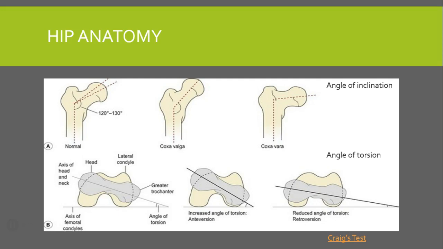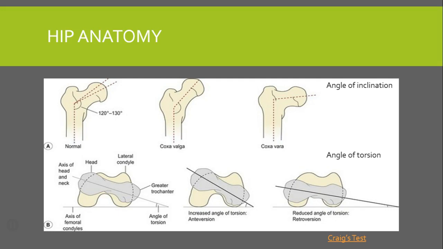Another anatomical consideration I will discuss briefly are the angle of inclination and angle of torsion. This is the angle of the femoral neck relative to the shaft in the frontal plane. The angle of inclination is impossible to determine without an X-ray. Normal angle of inclination is approximately 125 degrees. A greater angle than that is coxa valga.